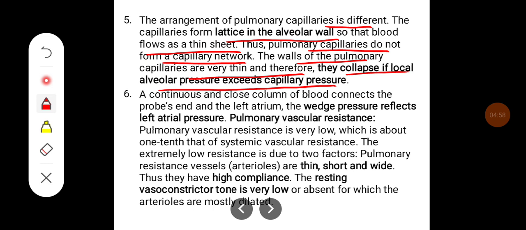A continuous and closed column of blood connects the probe end and the left atrium. The wedge pressure reflects left atrial pressure.